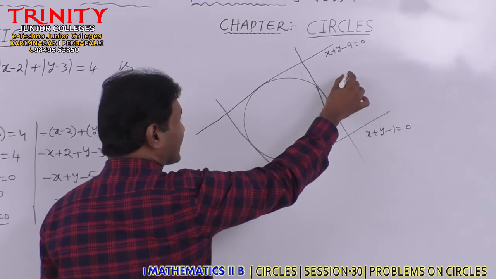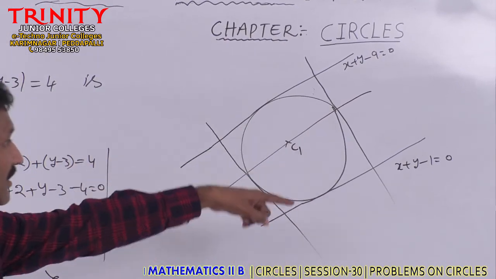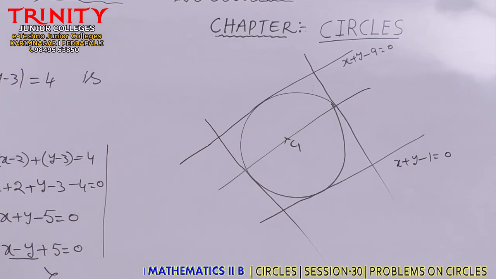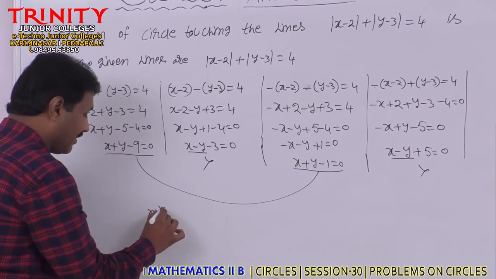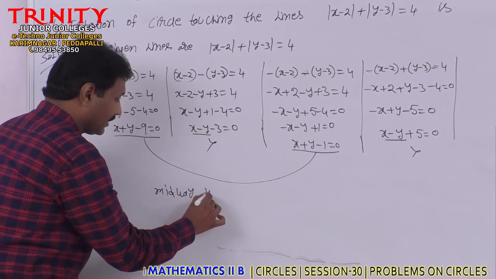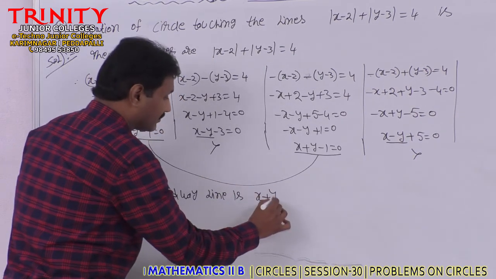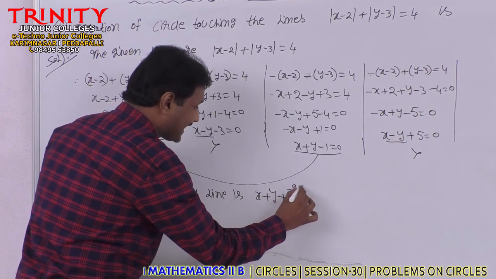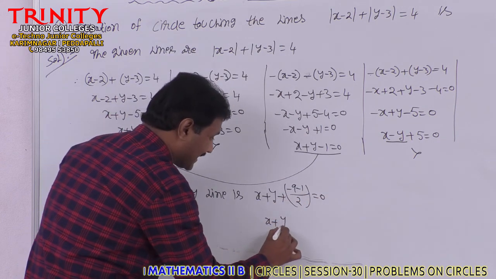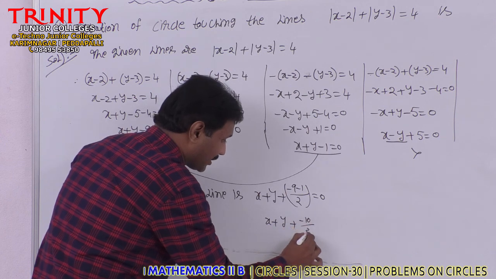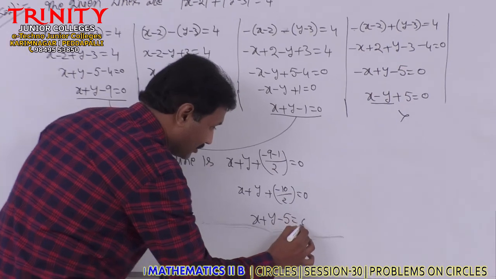Last problem we discussed, the midway of this line passes through the center of the circle. The midway of these lines passes through the center of the circle. Therefore, the midway line of these 2 lines is x plus y plus minus 9 minus 1 by 2 equal to 0. That equals x plus y minus 10 by 2 equal to 0. x plus y minus 5 equal to 0.